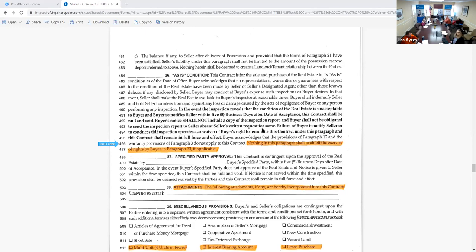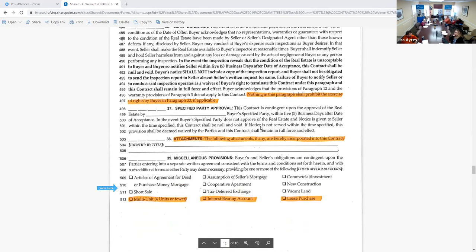Next, I'm on line 503, and this says attachment. This is the line that previously came just before optional provisions in the 6.1. And this is not the place where you write a book. It says attachment. You would attach VA certification, FHA forms, relocation addendum, okay? That type of thing.